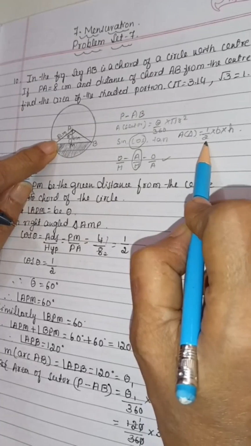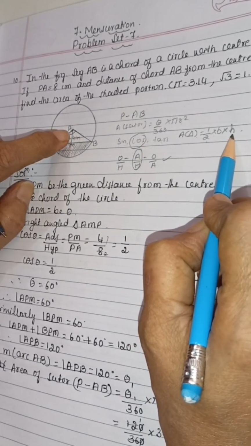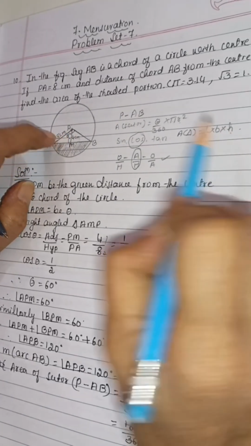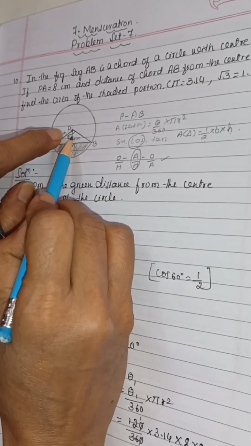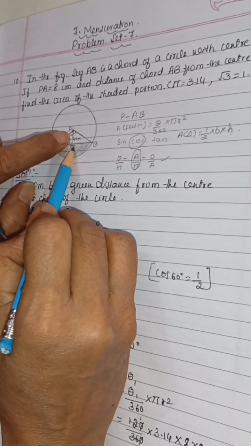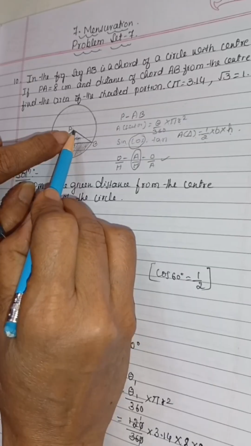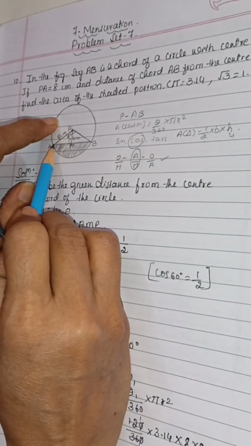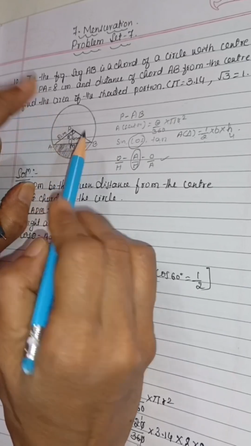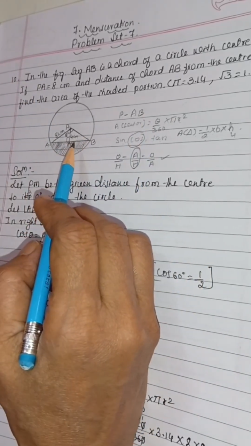Half. Height we know: this PM, in this triangle, is the height from P to M, from the center to the chord. This height is 4. The base here is AB. AB we don't know. How to find out AB?